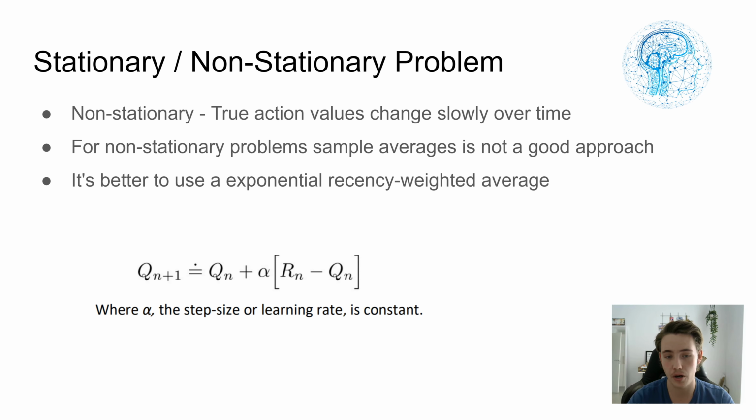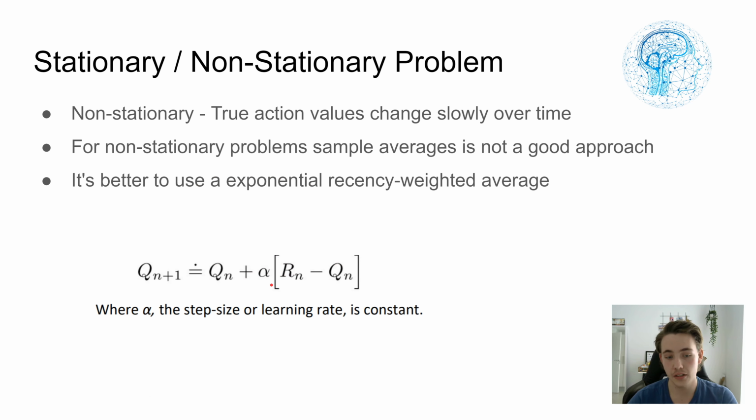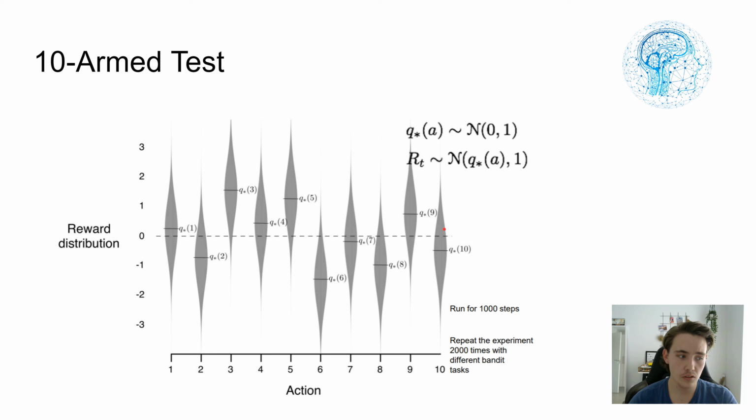But if we have this non-stationary problem, we need to use some recency weighted average. So the reward for the next step has more impact than the steps out in the future, or the actions out in the future. So we can use this recency weighted average here, where we have this alpha here, which is the step size or learning rate that we talked about in the previous slide, and it can be constant for this non-stationary problem. And then we try to estimate or find the expected value with this exponential recency weighted average method.